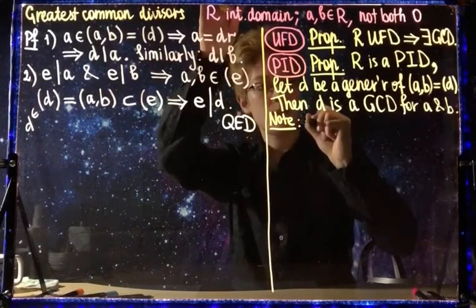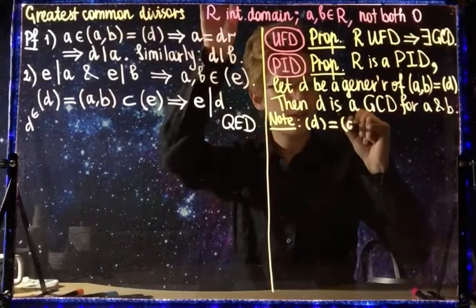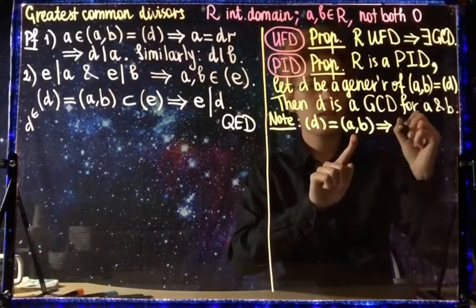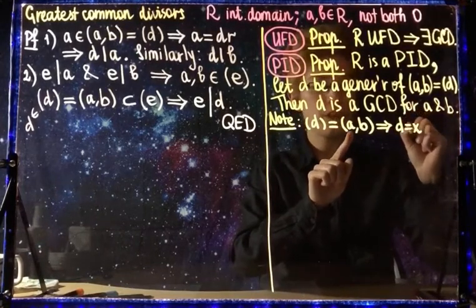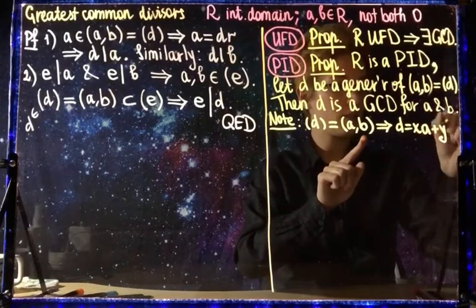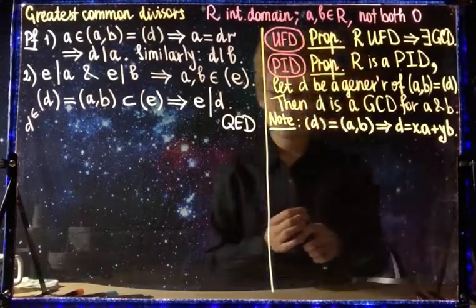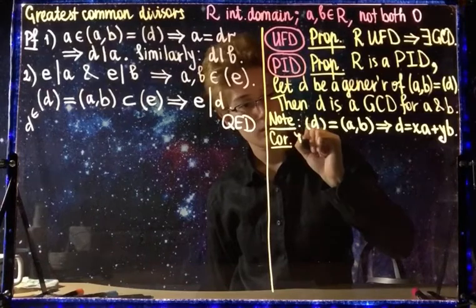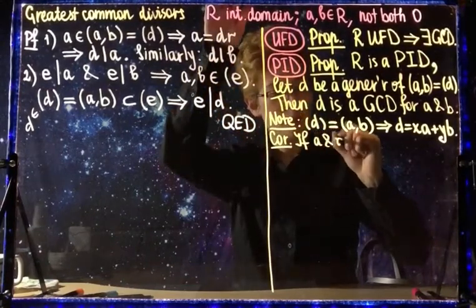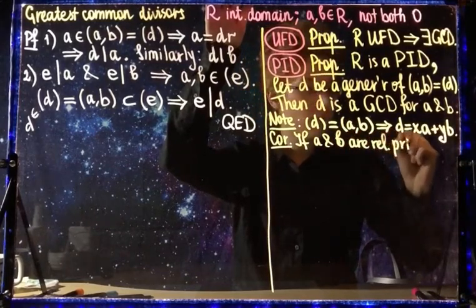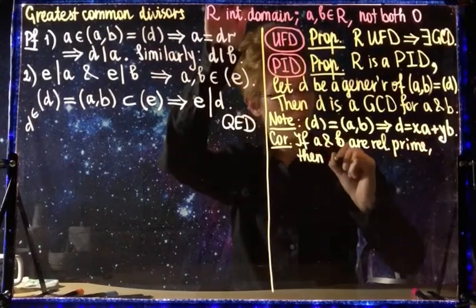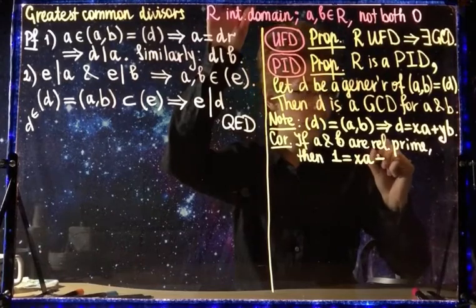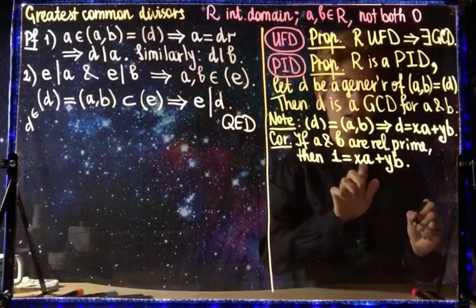It is interesting to note that if D is a greatest common divisor for A and B, then since D is an element of this ideal (A, B), D can be written as a linear combination of A and B: X times A plus Y times B for some elements X and Y from R. And you can compare this picture to Z. In particular, if A and B are relatively prime, then A, B generate the unit ideal, so 1 can be written as a sum xa plus yb for some elements x and y from R.